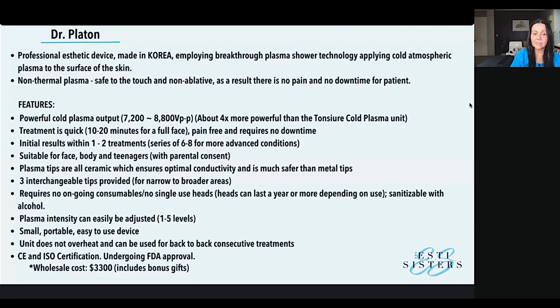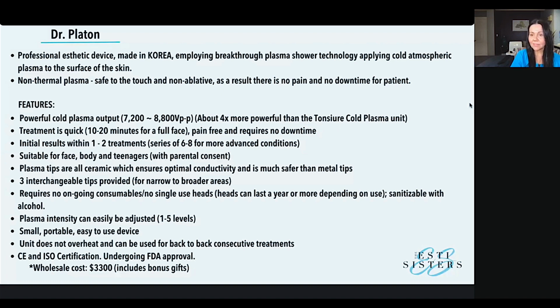It has CE certification and ISO certification. These are European Union certifications similar to the FDA. Also, ISO would be quality. And then we're also, the DrPlaton is undergoing FDA approval. I'm not sure if the other devices that are in the market are doing that here, but we do have that, and we're in the process of that. And so that's great to know.